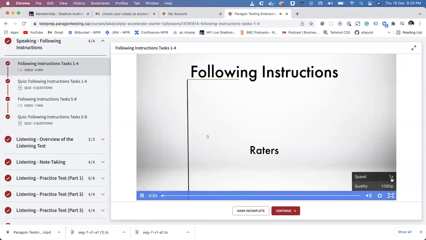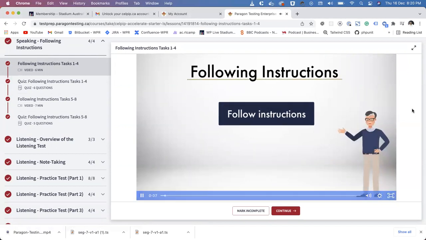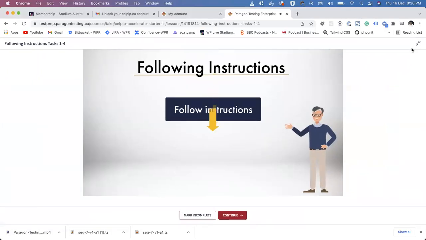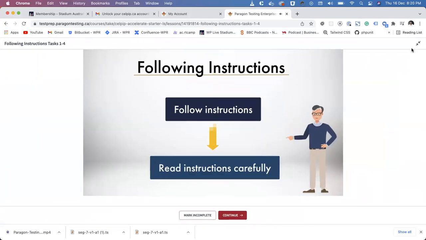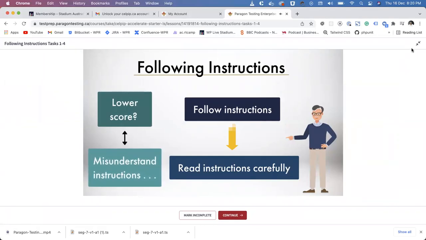One of the things that the raters are looking for is how well you are able to follow instructions on the speaking test. So it's really important to read the instructions carefully. It may seem like pretty obvious advice, but a lot of test takers don't do as well as they could on the speaking test because they misunderstand the instructions or because they lose time thinking about what exactly the instructions are asking them to do.